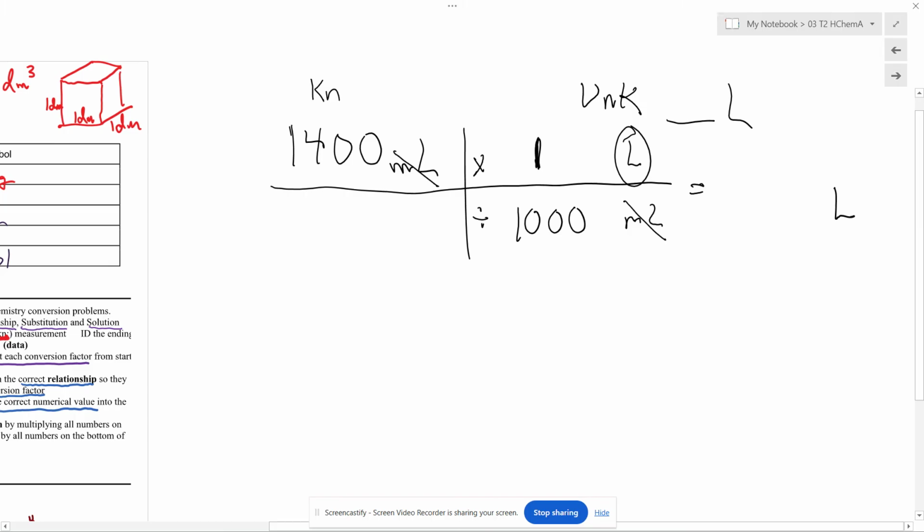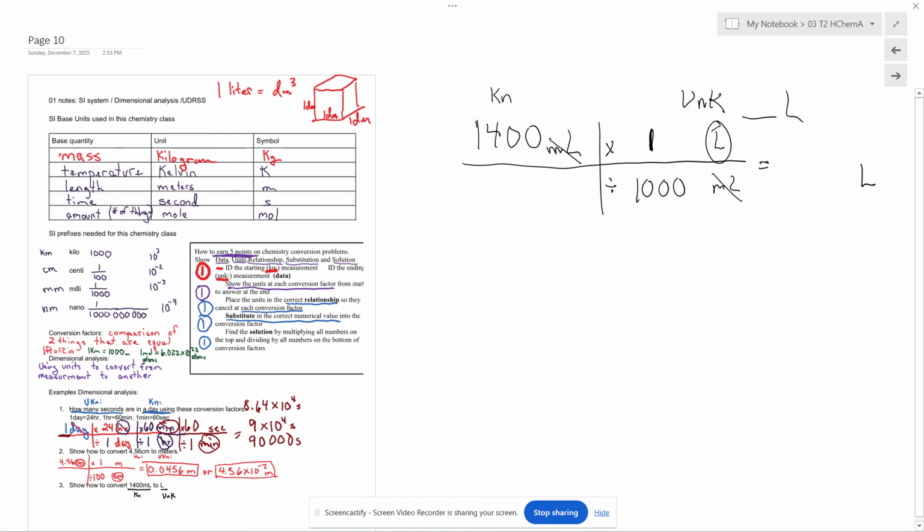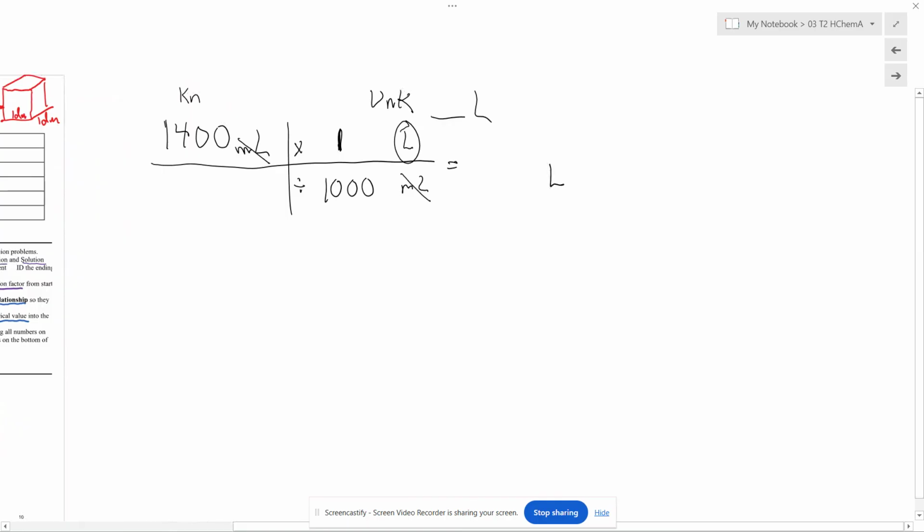So 1,400, I put that into my calculator. I divide by 1,000 and I get 1.4.